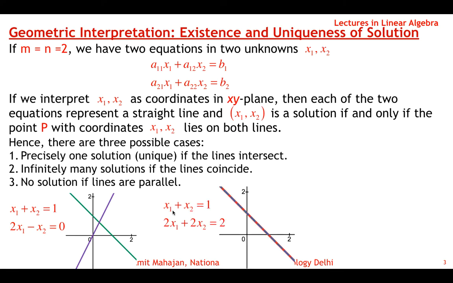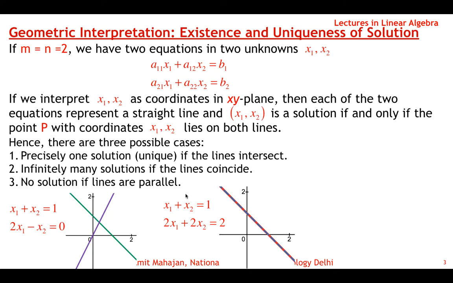Similarly, take another example, say one is x1 plus x2 equal to 1, so one line is this, and 2x1 plus 2x2 equals 2. Again this is the same line: the second equation is just 2 times the first equation. If I multiply both sides of the first equation by 2, we get the second equation. So they represent the same line and coincide at all the points on the line, and so there are infinitely many solutions for this system.